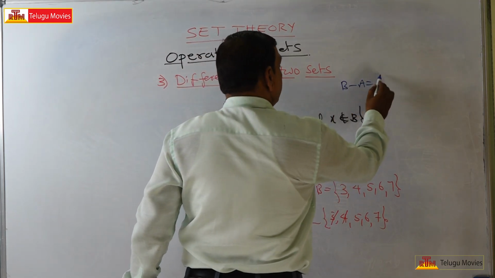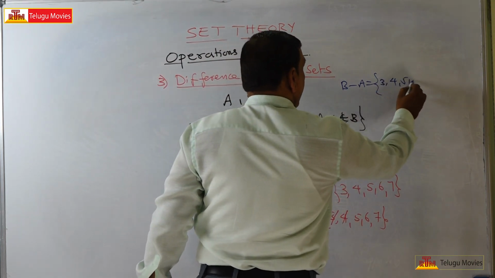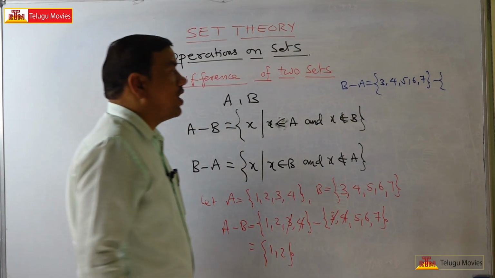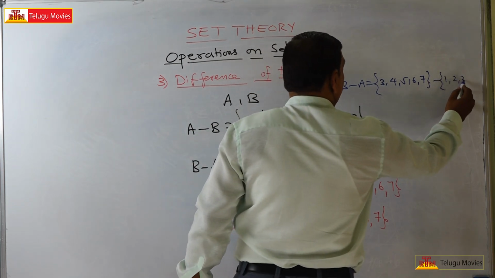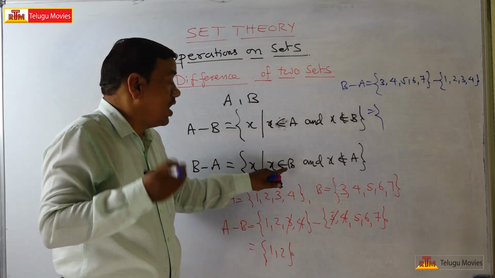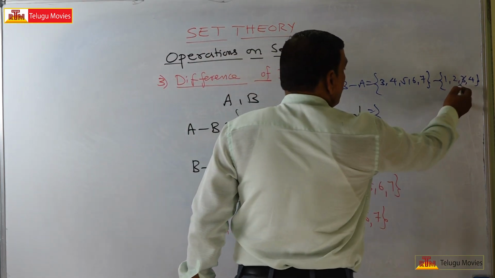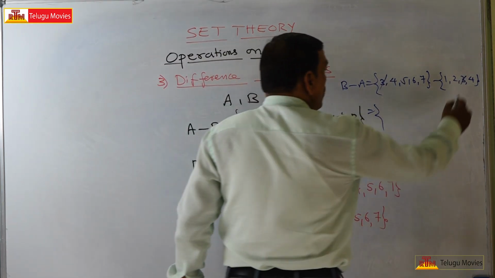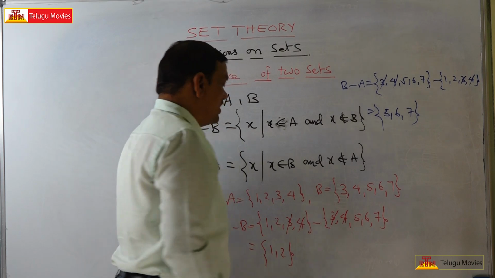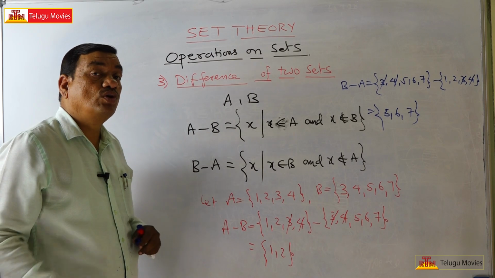B minus A is equal to, what is B? {3, 4, 5, 6, 7} minus, what are the elements of A? {1, 2, 3, 4}. Okay. Now what is the definition? You should take the elements which belong to B, but they should not belong to A. See here, 3 belongs to both the sets, 4 belongs to A also. So this is given by {5, 6, 7}. So in general, we can say that A minus B is not equal to B minus A when A and B are not equal.